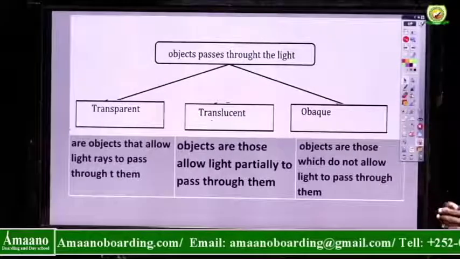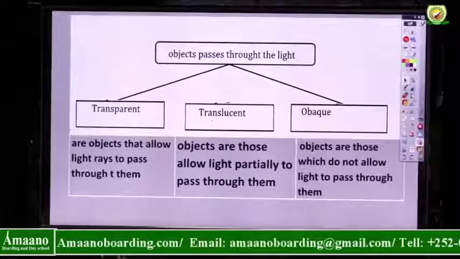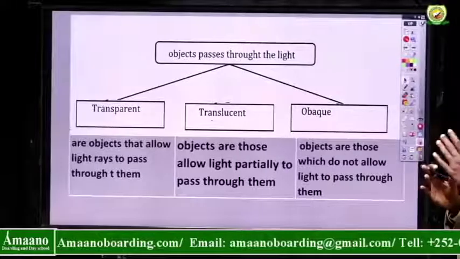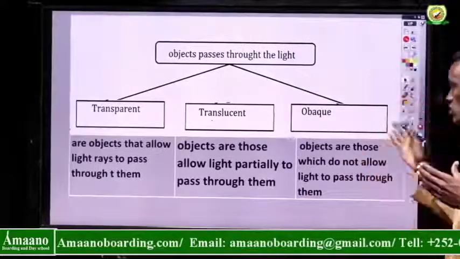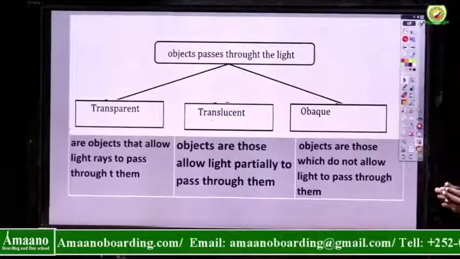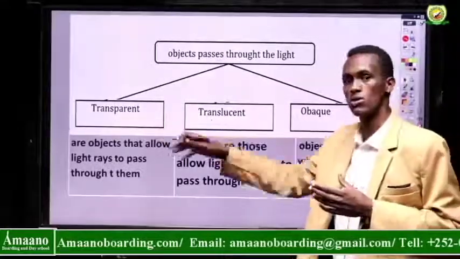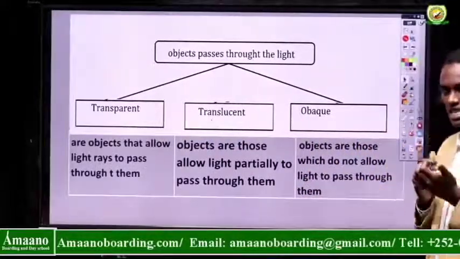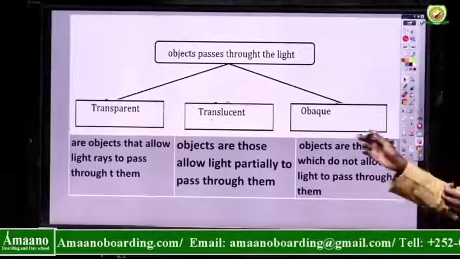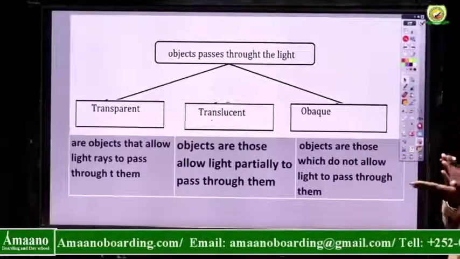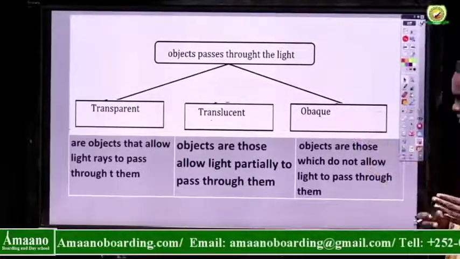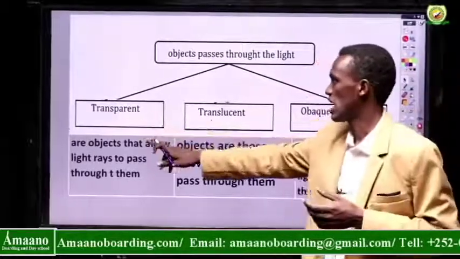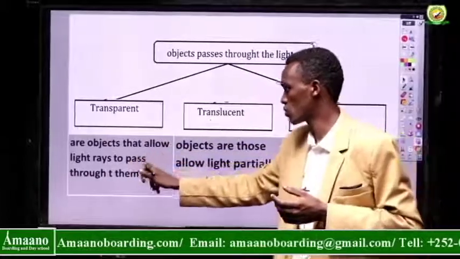And the next point is objects that light passes through. We can classify objects into three types: transparent, translucent, and opaque objects. Transparent objects let light pass through completely. Translucent objects partially let the light through. And opaque objects block the rays of light. They form a shadow.